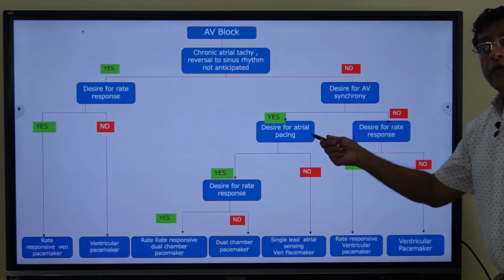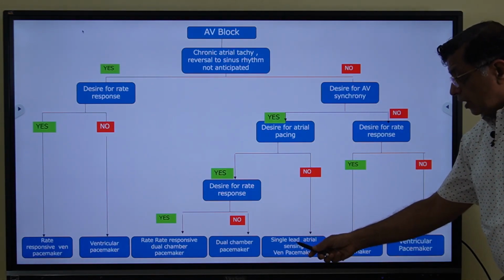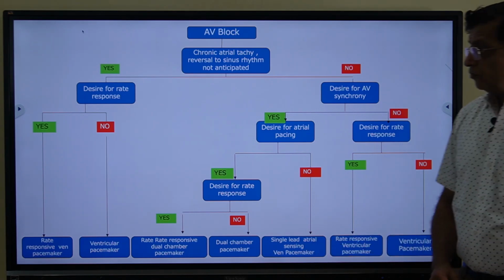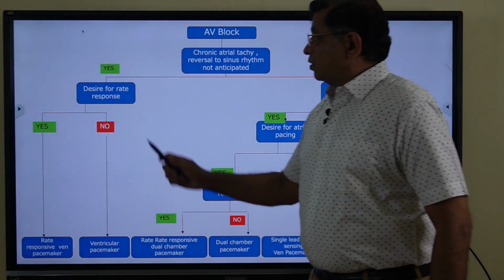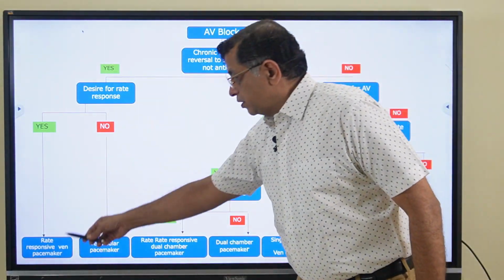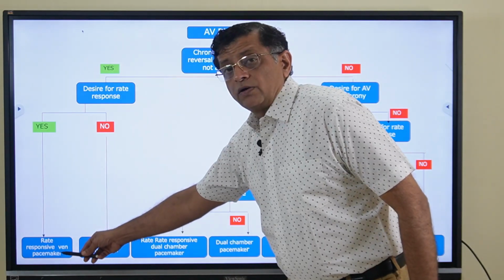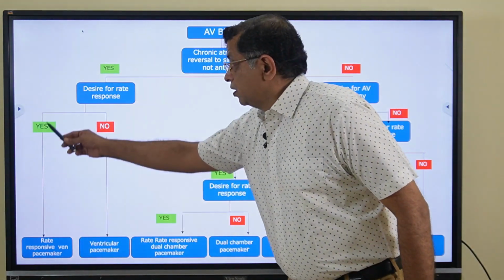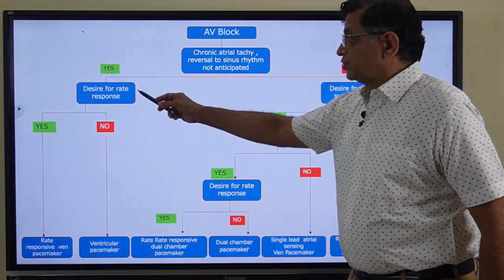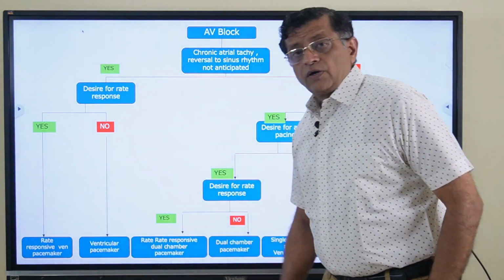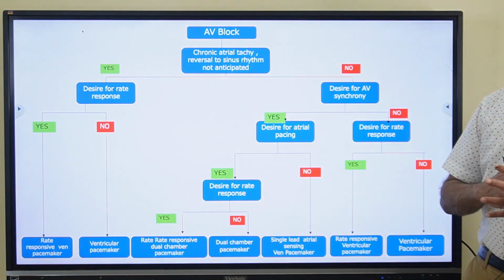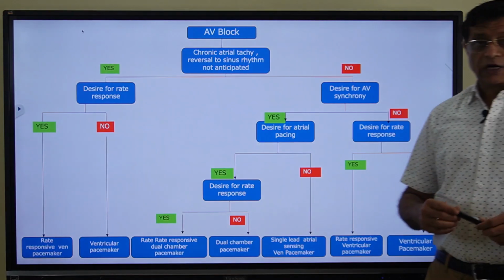If you do not require atrial pacing, you can go in for atrial sensing ventricular pacing. So this is again a cheaper option. If there is desire for rate response, then you can put a rate responsive ventricular pacemaker, or if there is no desire for rate response, you can go in for a simple ventricular pacemaker. So this is in short the selection of pacemakers in complete heart block.